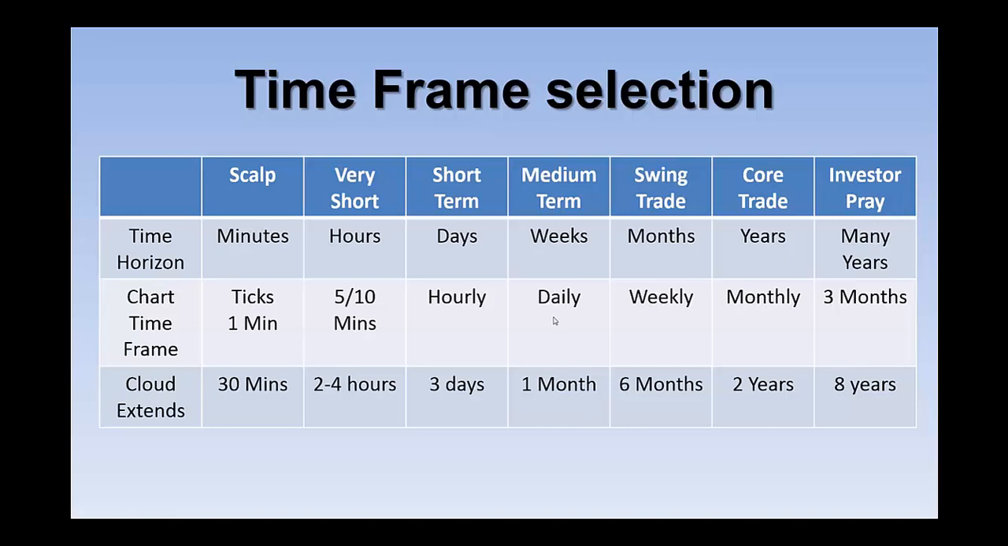It's on a daily chart right here, a daily time frame. If I'm looking at a daily time frame on a chart, then I know I want to be in that trade for weeks. My time horizon is going to be at least a week or weeks, okay? And the cloud is going to extend to the right of the chart 20 to 30 days.